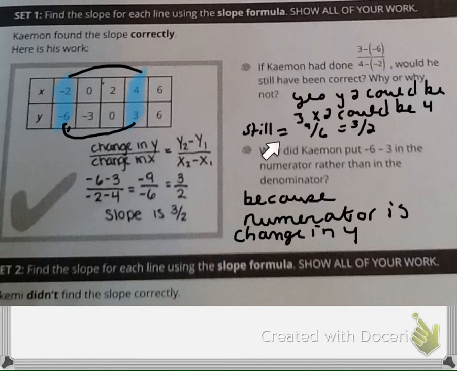Okay, so now it says, why did he put the negative 6 minus 3 in the numerator? Because slope equals rise over run, and rise is your y's. It's your y's here. That's why he had to have this in the numerator. You can't put the x's in the numerator or it won't be the correct slope. It's just like if you do a slope triangle and you do the run over the rise, you're going to get the wrong answer. It has to be rise, y's, over run, x's.